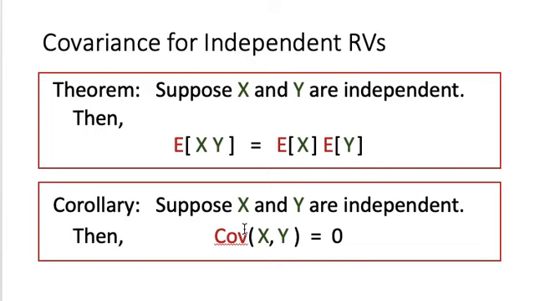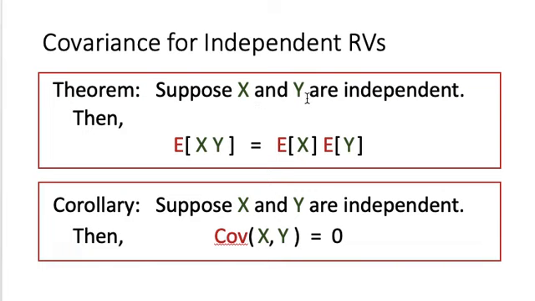Now notice that this is only one direction. It is not an if and only if condition. So covariance being 0 doesn't mean that the two random variables are independent. But on the other hand, independent random variables will make covariance 0. Okay, so this is only one way. So let's prove this one.